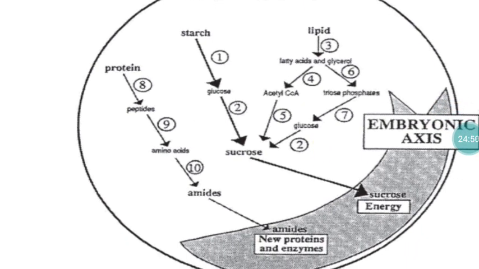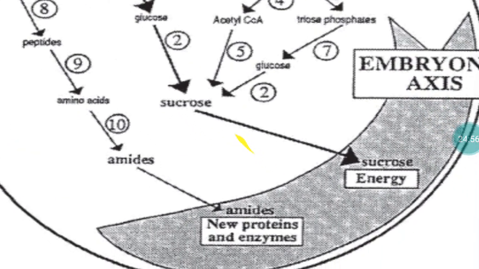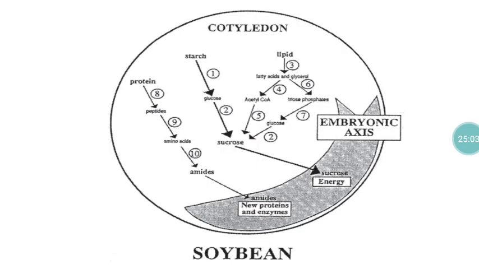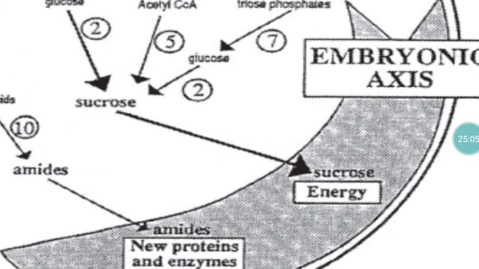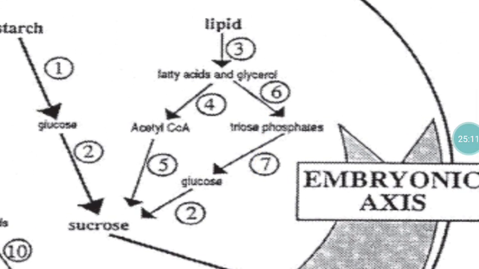The starch, with alpha amylase and beta amylase, will be converted to glucose. Again, glucose will be converted to sucrose for easy transport. Again, that sucrose reaches the growing area of the primary embryonic axis. So the primary embryonic axis will undergo the glycolysis process that leads to generation of ATP molecules. Similarly, lipid molecules also follow the same process as in the monocot.